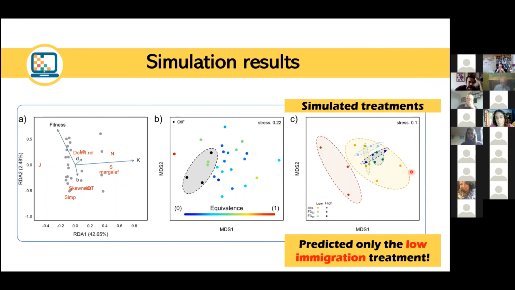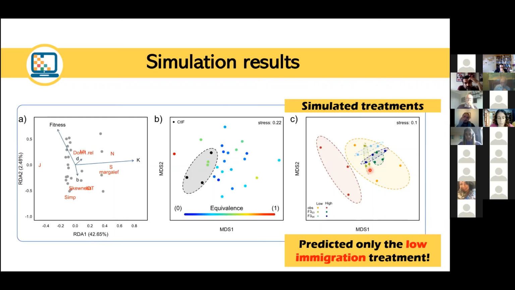So this is the result from our simulated treatments. We used these 2 parameter sets, and we turned on immigration disturbance events. This is the MDS result, where the big ellipse in red is the high immigration treatment observed, and the yellow one is the observed low immigration treatment. So we predict only the low immigration treatment.